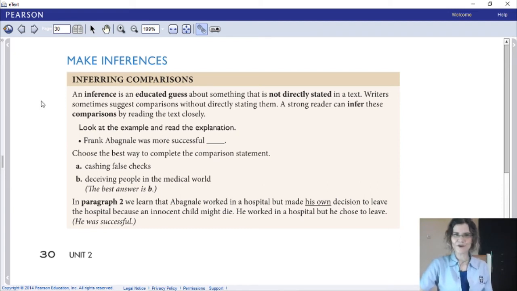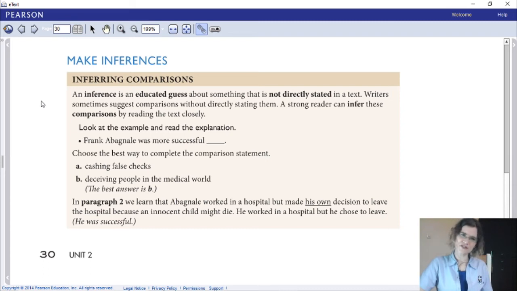Okay, that brings us to the part of making inferences, and remember that is an educated guess about something where we look at the facts, combine the facts in order to get a conclusion. It is the implied meaning, something that is not literally stated. We read between the lines to get it. We are analyzing the context. That's basically what we're doing. Now we're inferring comparisons, when we're comparing things now. An inference is an educated guess about something that is not directly stated in a text.